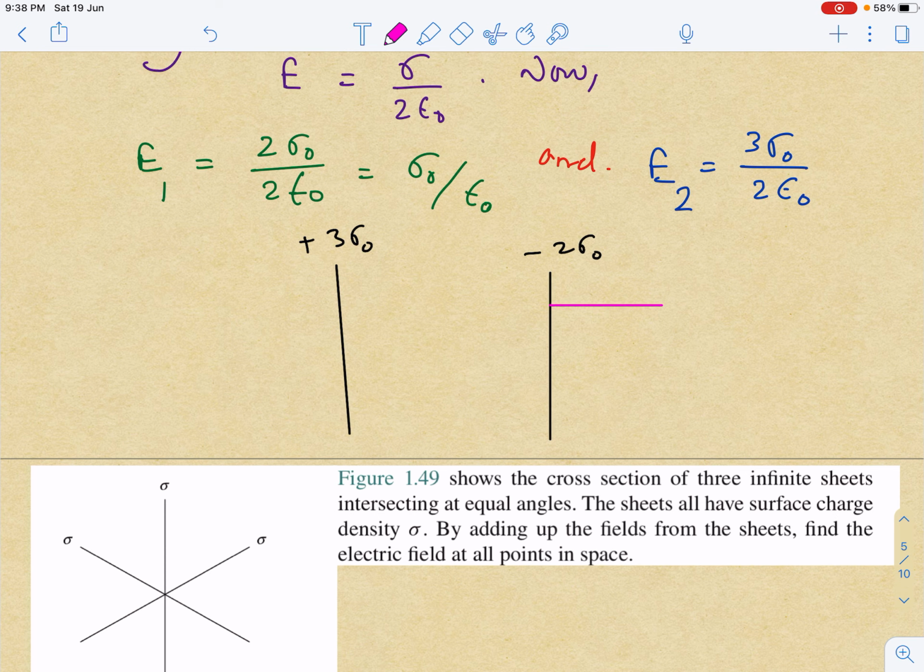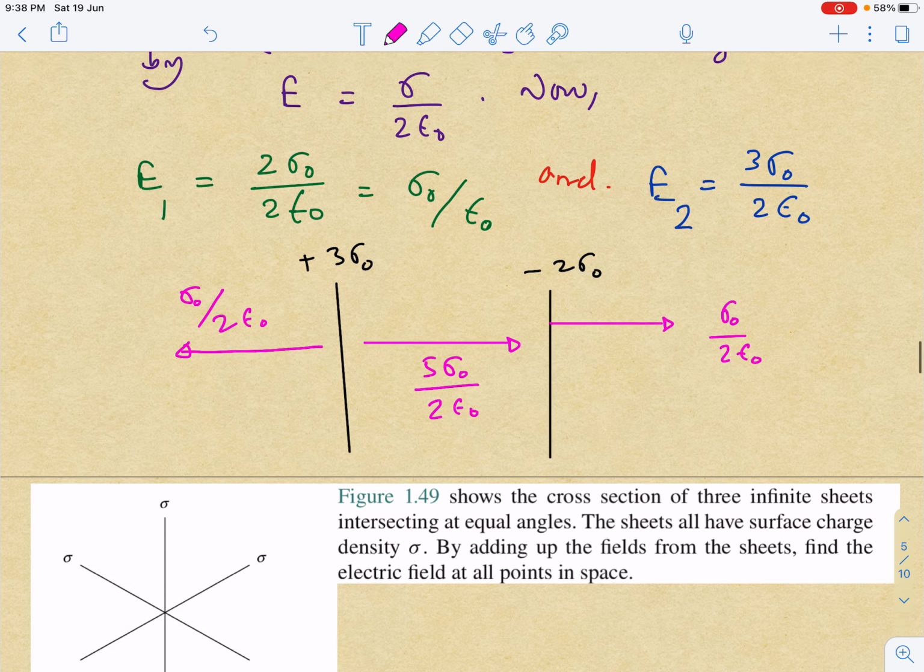Here we have the field in this direction, that is of sigma naught by 2 epsilon naught. In between, the field is in that direction. This is 5 sigma naught by 2 epsilon naught, and here the field is in that direction, that is of sigma naught by 2 epsilon naught. So that is going to be the net representation.